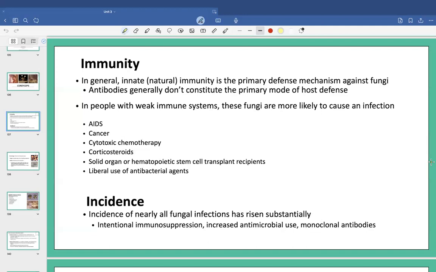Incidence of nearly all fungal infections has risen substantially compared to years past. They believe this is due to intentional immunosuppression, increased antimicrobial use, and monoclonal antibodies, which we use in cancer, Crohn's, and more recently, COVID. Notably, there is no public health surveillance for fungal infections like candidiasis, vaginal candidiasis, or ringworm.